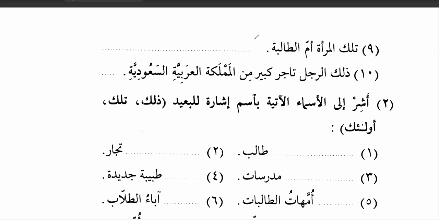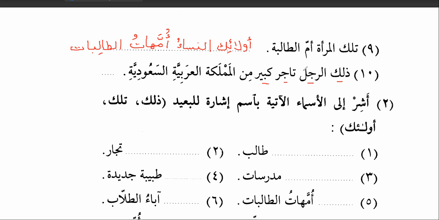Ummu, you will write ulaika, sorry, ulaika an nisa'u, nisa'u ummahat. Ummahatu at twalibat, at twalibati. Just feminine jama. Dhalika ulaika. Rajul rijalu. Tajir tujjar. Kabir kibar. So you need to change each and everything here.